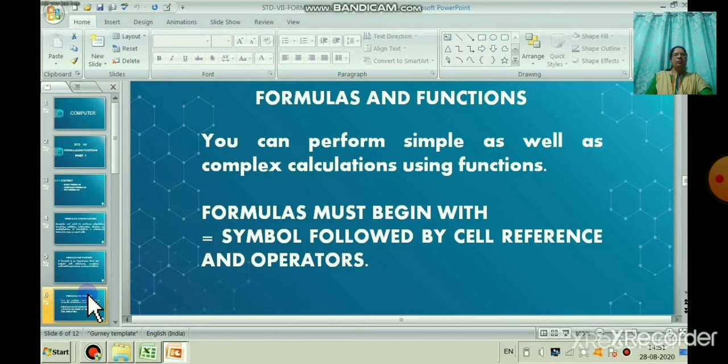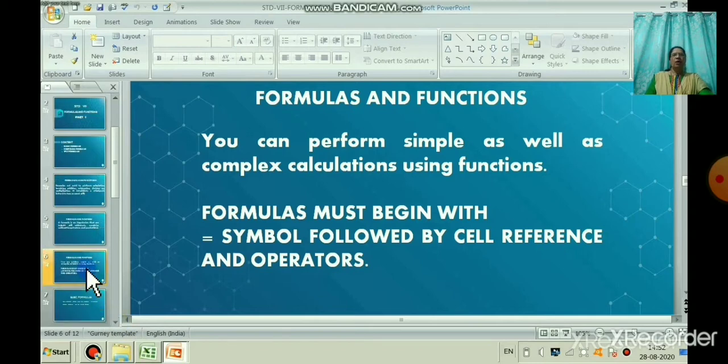You can perform simple as well as complex calculations using functions. Always the formulas must begin with equal to symbol, that is followed by cell reference and operators.